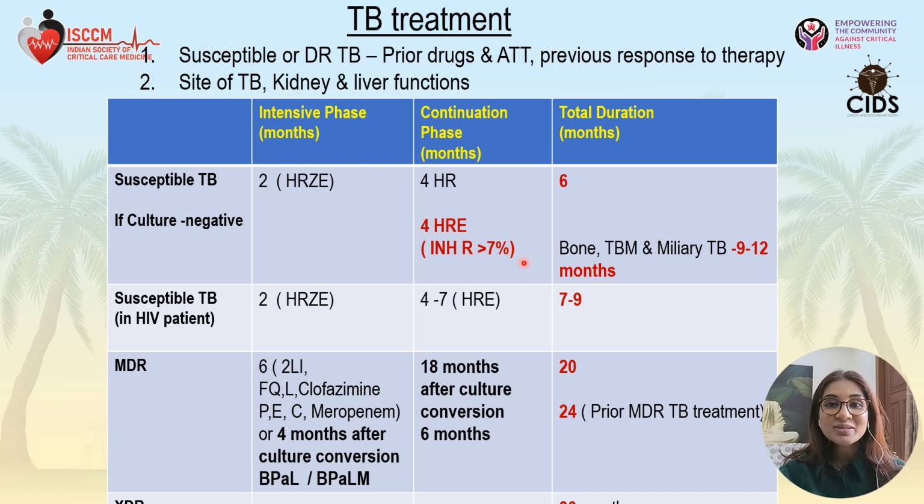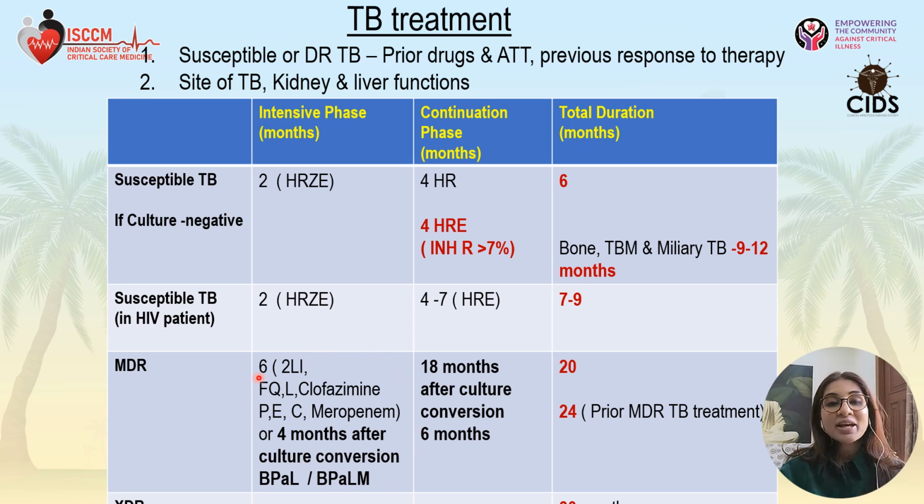In the continuation phase, we switch to 4 months of 3-drug therapy, which is isoniazid, rifampicin, and ethambutol, and not just 2 drugs, because we have a high INH monoresistance in our country, to the tune of 10 to 15%. And as per WHO, if the isoniazid monoresistance is more than 7%, then we need to give HRE during the continuation phase.